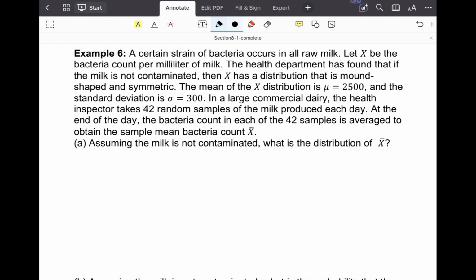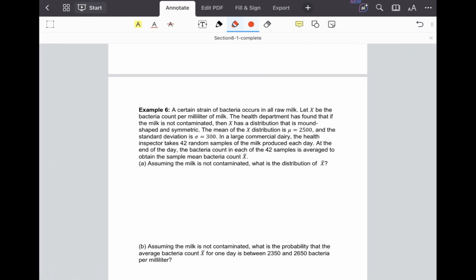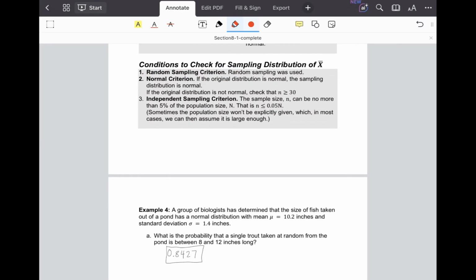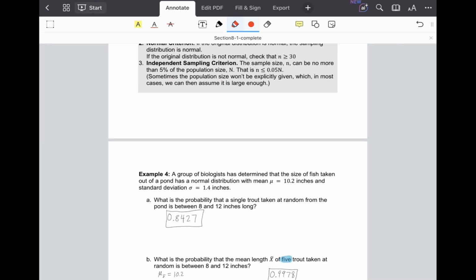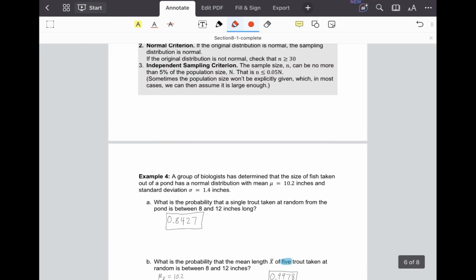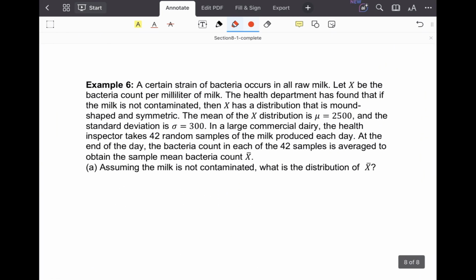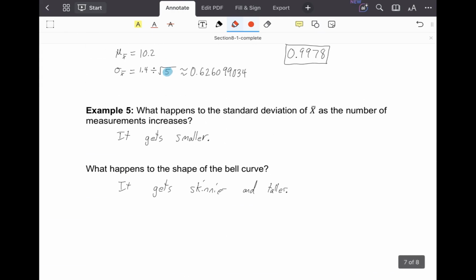Well, we should really check the conditions just to make sure everything is all right. We remember from the last video, we need random sampling. So it says random sample, which is good. It's this one here. The normal criterion: if the original is normal, it's already normal. And in this case, it's not originally normal. So we have to check that the sample size is large enough. So mound-shaped symmetric isn't quite enough for normal, but our sample size is 42. That's over 30, which is good. So we're good to go on that one.